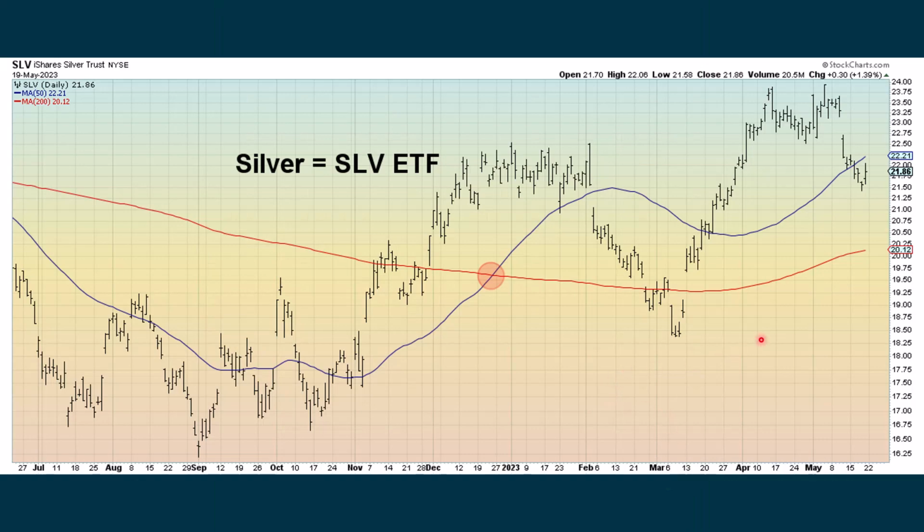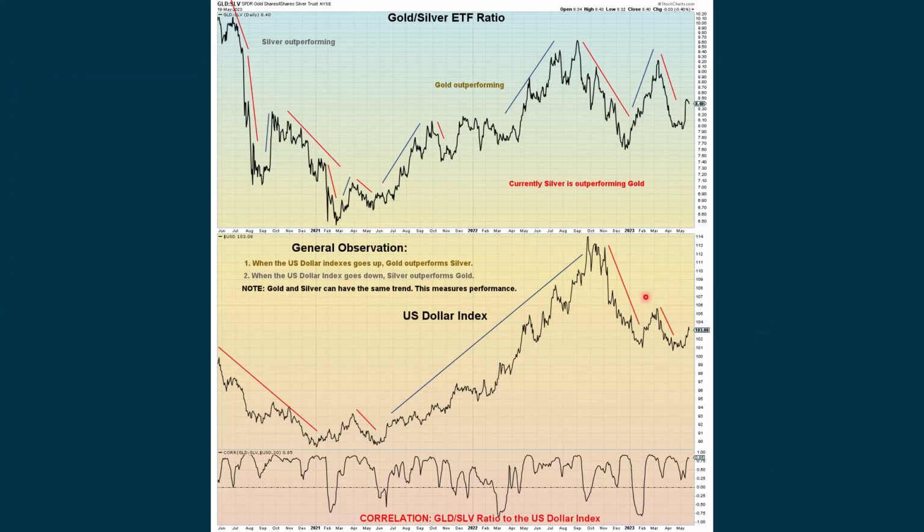Silver is also in an overall uptrend. And then we have the gold to silver ETF ratio. On the top, when this is going down, that means that silver is outperforming. When this ratio is going up, that means gold is outperforming. And a general observation that was made, when the US dollar index goes up, gold outperforms silver. When the US index generally is going down, silver outperforms gold.